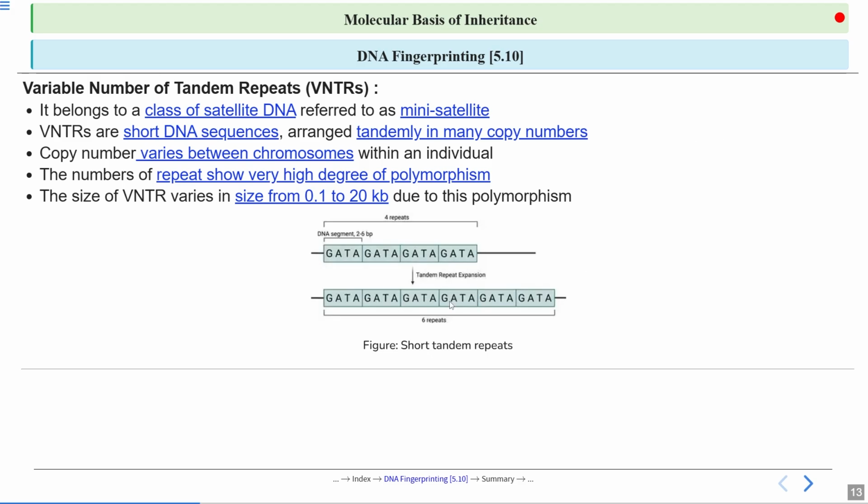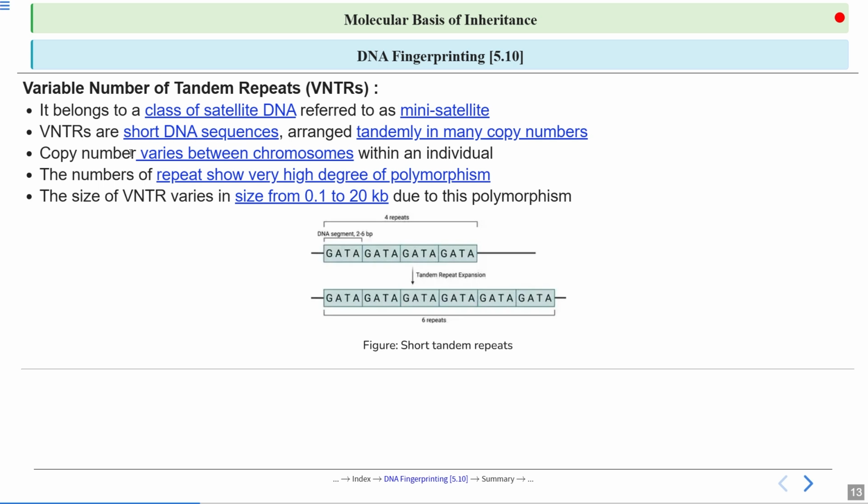Here in this figure you can see this is GATA, this DNA segment. This GATA has been repeated 4 times here, 4 repeats. And in the next it is repeated 6 times. So this is how short tandem repeats look. VNTRs are short DNA sequences arranged tandemly in many copy numbers. Like for this it is 4, for this it is 6, for another it might be 8, 10 or whatever.